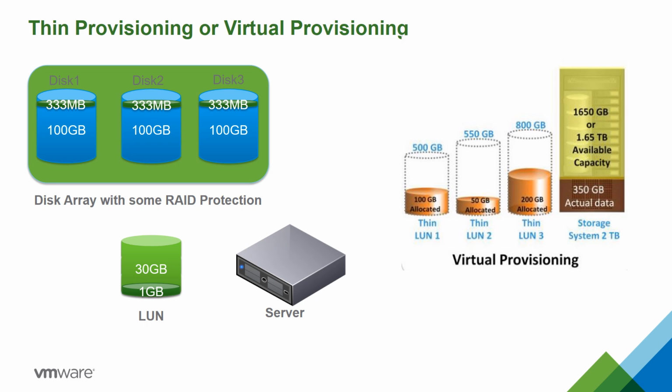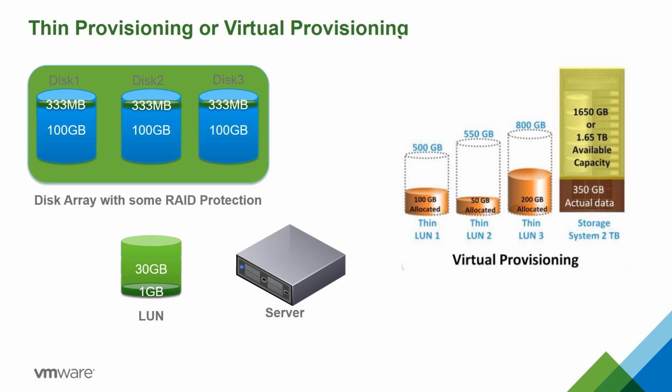The same thing is explained in our second picture, virtual provisioning. The same storage system of 2 terabytes, with 500 GB, 550 GB, and 800 GB LUNs provisioned, which are virtual in nature. 100 GB written on the first LUN, 50 GB on the second, and 200 GB on the third LUN. The actual space consumed is 350 GB. The rest of the space, which is 1.65 terabytes, has been logically presented but is physically still available on the storage system itself.